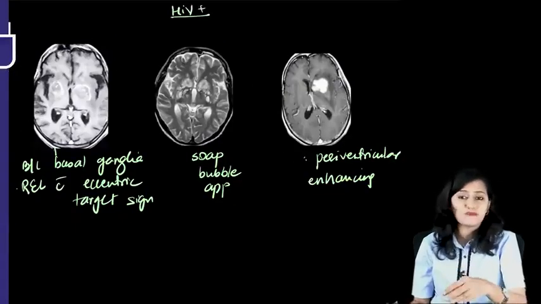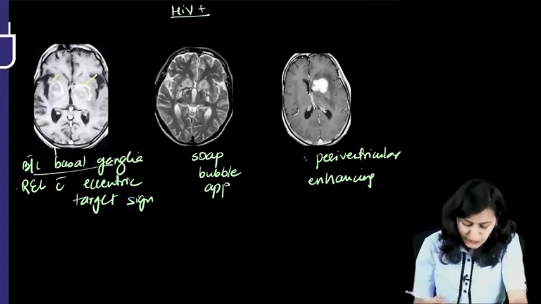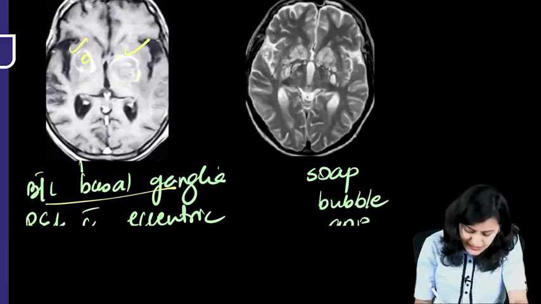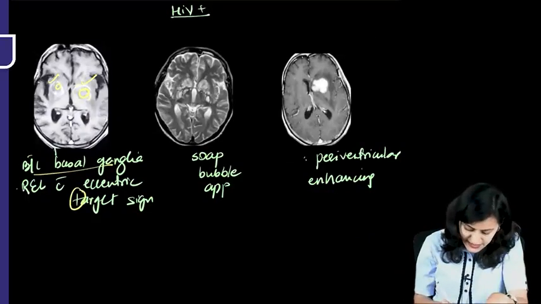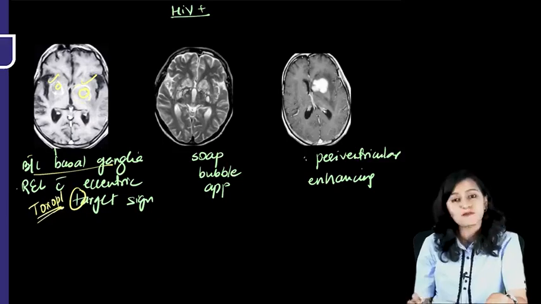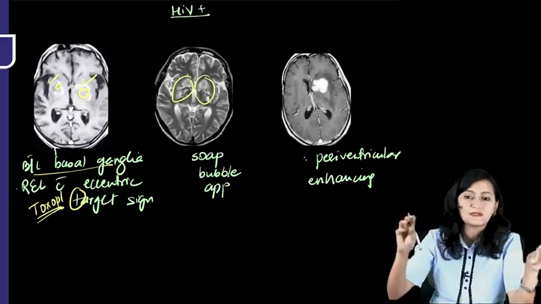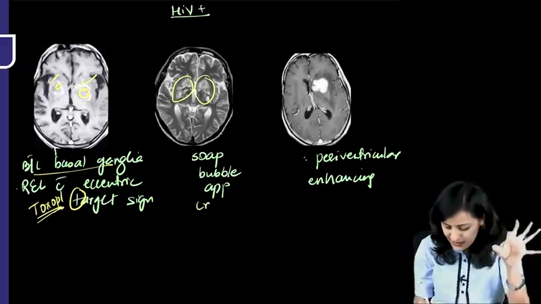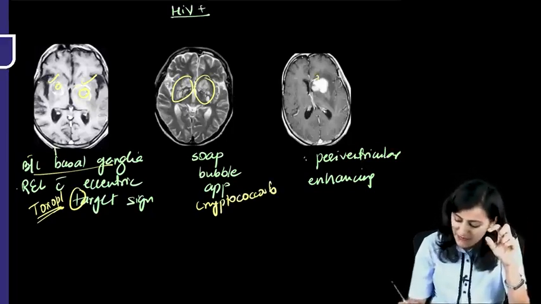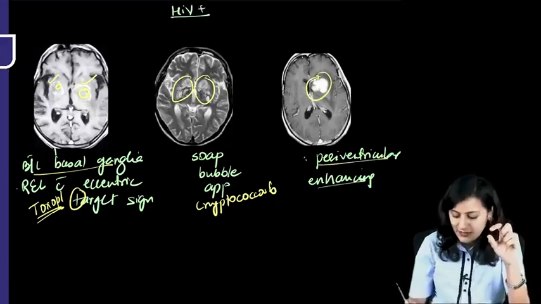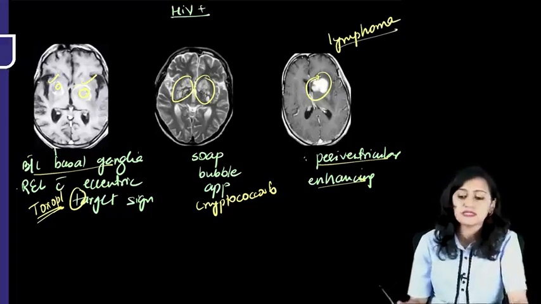Now, in an HIV positive patient, the various opportunistic infections: bilateral basal ganglia involved, with ring enhancing lesions with eccentric target sign. Within the ring enhancing, there is an eccentric target. So remember target sign, T for T, this is toxoplasma. When you have the soap bubble appearance, the white gelatinous material in the enlarged VR spaces, this is suggestive of cryptococcosis. And when you have this periventricular lesion which is enhancing, then you should think of lymphoma, which is associated with Epstein-Barr virus, right? So this is a lymphoma.